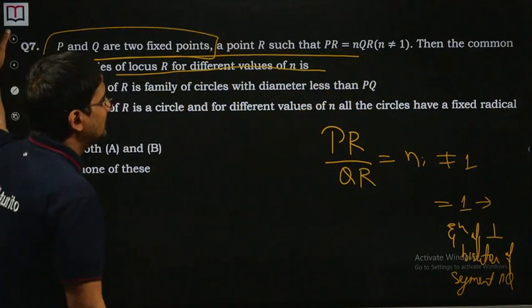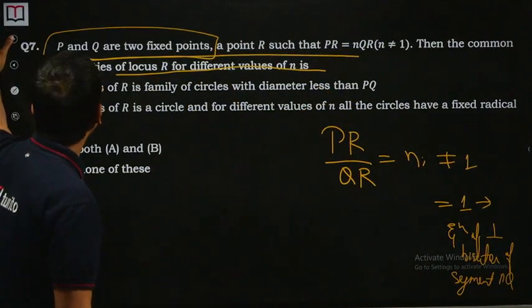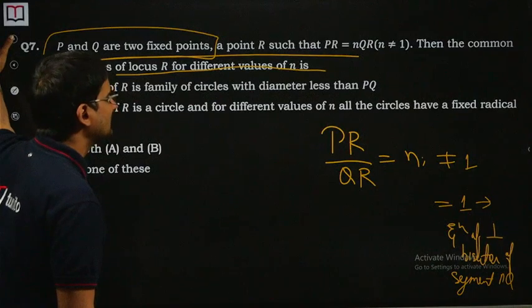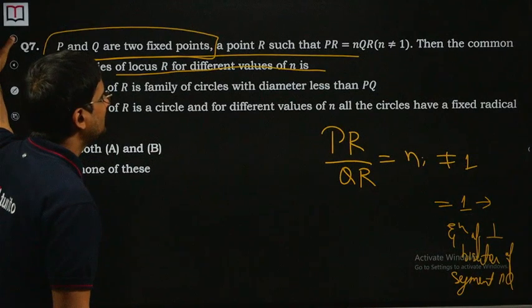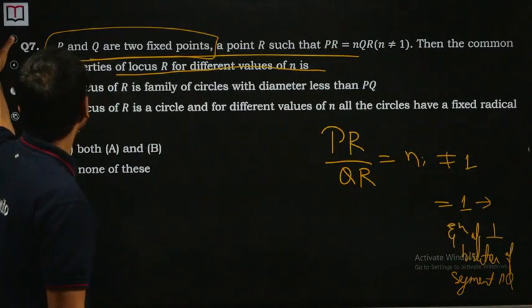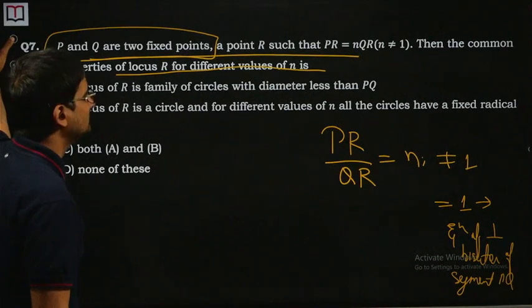Okay. So now, the common properties of the locus of R for different values of n. See, they haven't said anything about n, whether it's a whole number, can't be a whole number, a natural number, an integer, nothing of that sort. So it has to be just a positive real number which is not equal to 1.